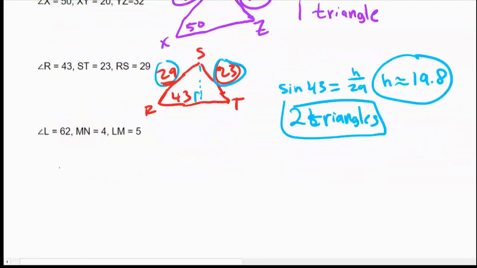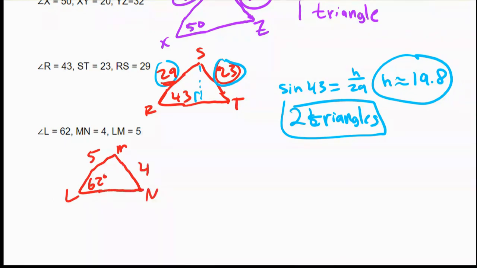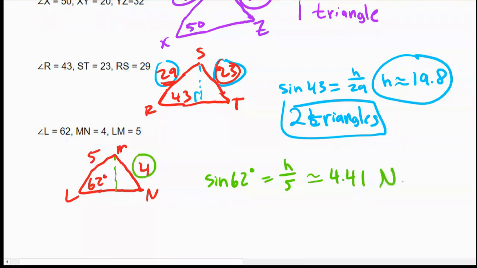Last one here, angle L is 62 degrees. LM is 5, and MN is 4. I have to check for the height here. Sine of 62 equals the height over 5. I multiply 5 by both sides, so 5 times sine of 62 is 4.41. I see that my opposite side is less than my height, so there are no triangles. So that's how we use the height test to see how many there are.